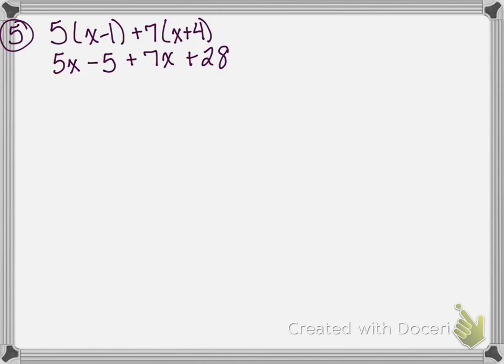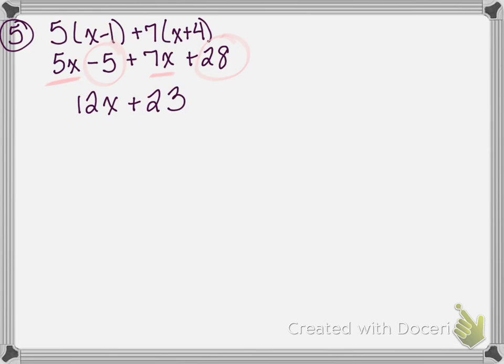Okay? 5x and 7x are like terms. -5 and positive 28 are like terms. So this one I end up with 12x plus 23. Not too bad.